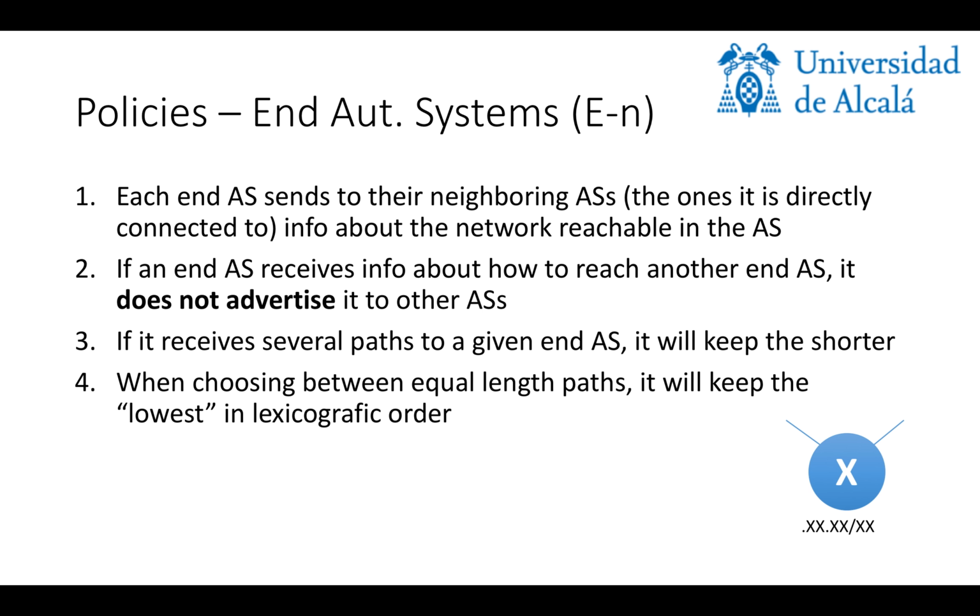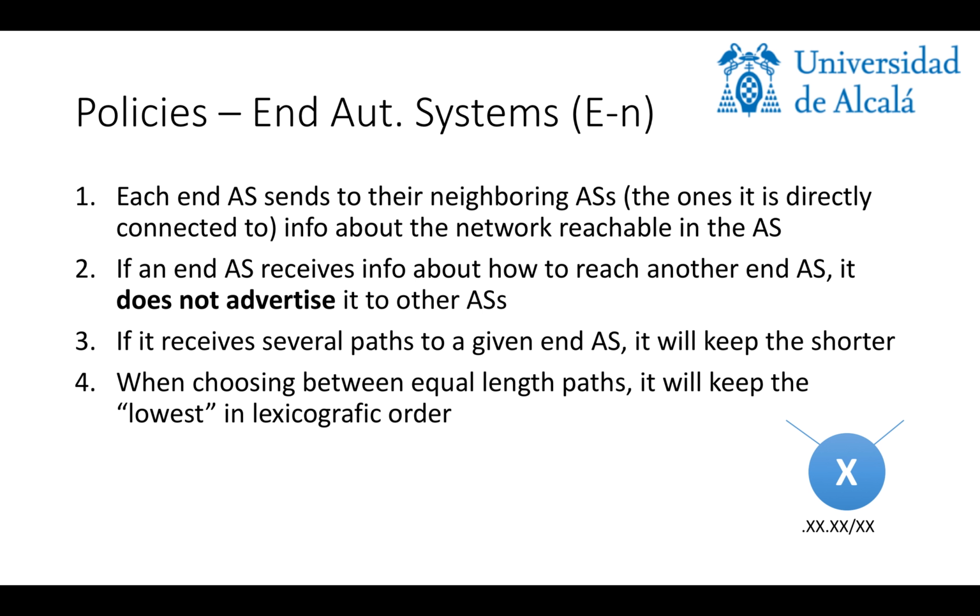Now we are going to see the policies that will be applied in BGP for this video. Remember, this is a simplification. The end autonomous systems will have 4 policies, which are named as E1 to E4, okay? The first of them is that each end autonomous system will send to their neighboring autonomous system, the ones it is directly connected to, the information about the network reachable within the autonomous system.